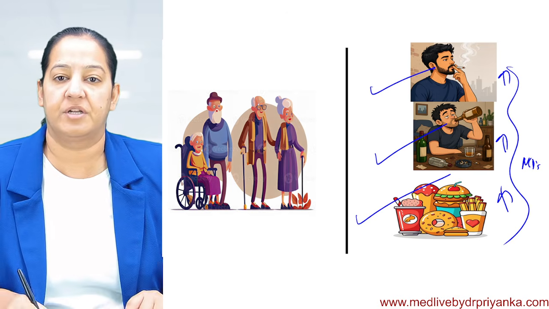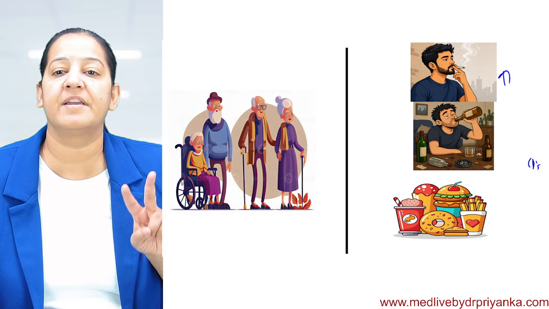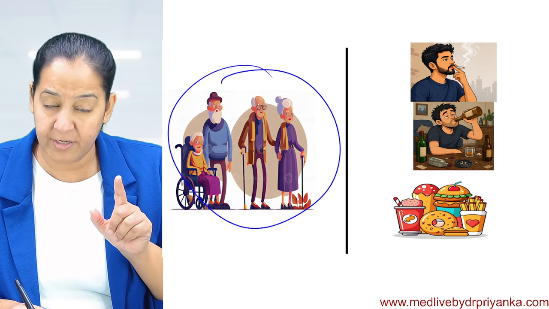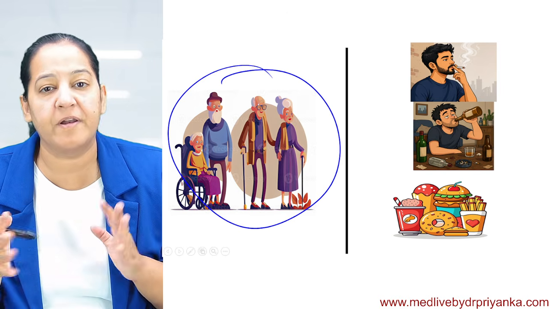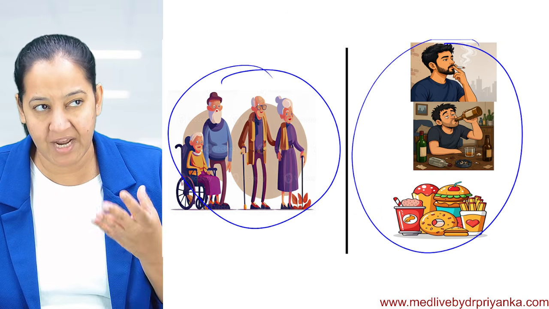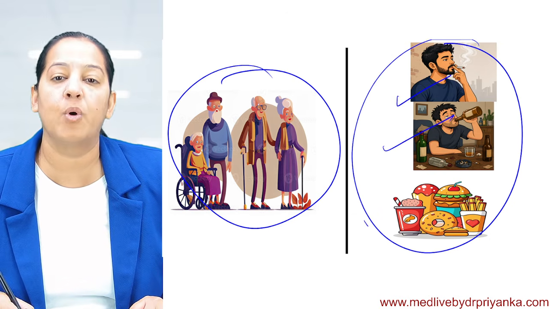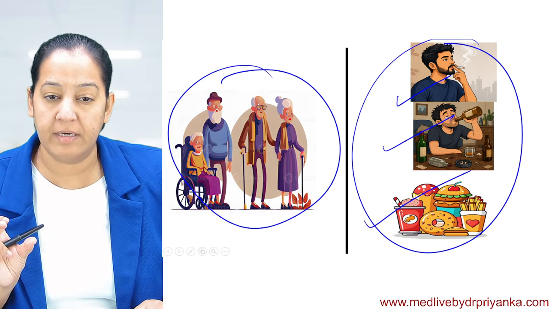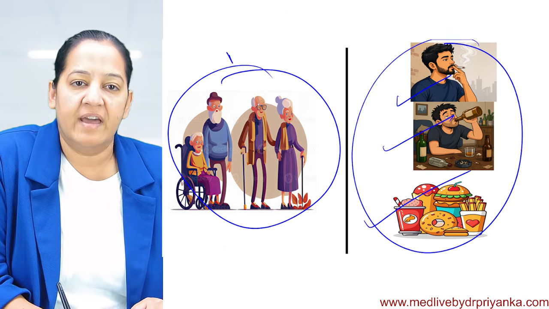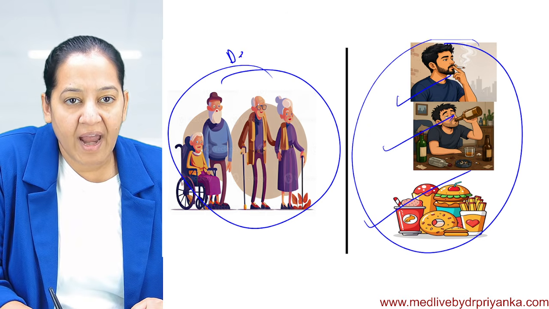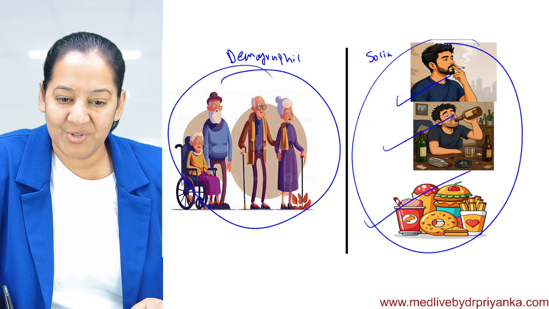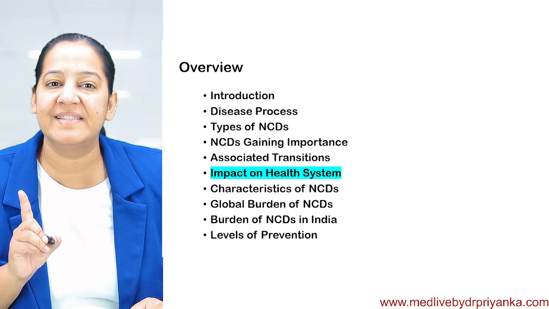This is social transition. Because of non-communicable diseases, there are two types of transition. The demographic transition, in which the aged population is increasing. The percentage of old people is more in the entire country. And social transition, all the lifestyle modifications, that is smoking, alcohol, inadequate or unhealthy dietary habits, are increasing nowadays. These are the two transitions associated with NCD.